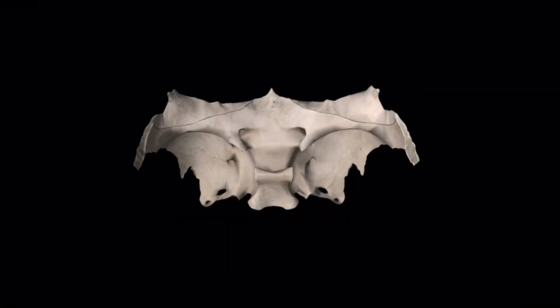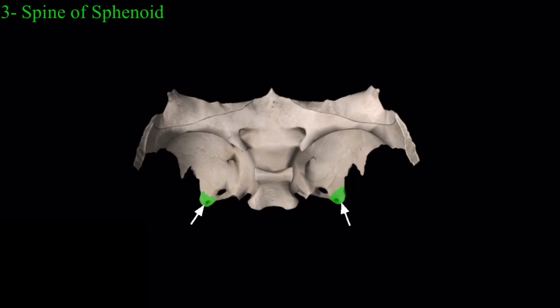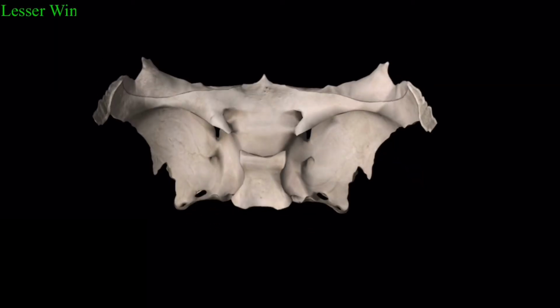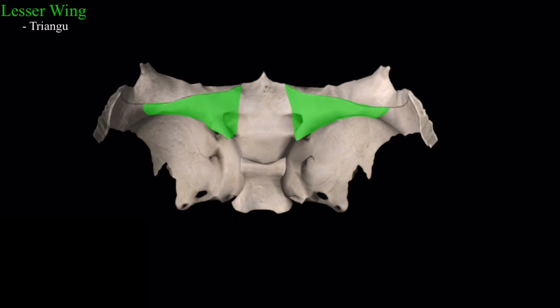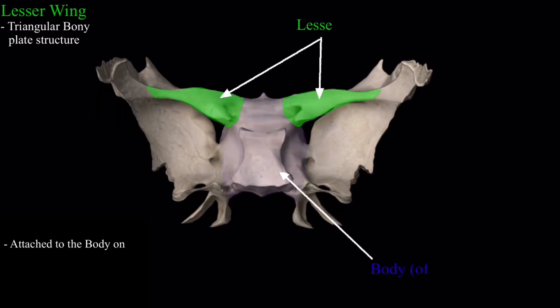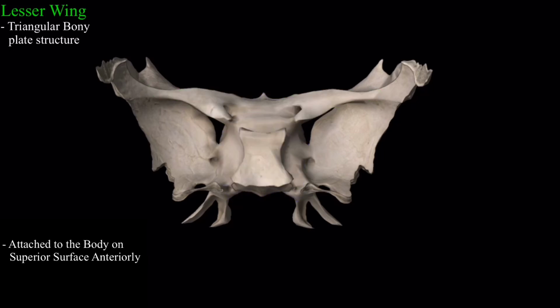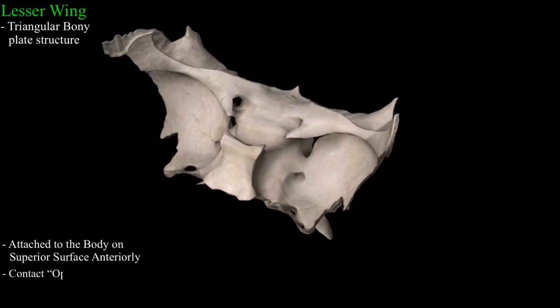Next is the spine of the sphenoid. This is the spine of the sphenoid located at the junction of the posterior border and squamosal border. Next is the lesser wing of the sphenoid bone. This triangular bony plate structure is the lesser wing of the sphenoid bone, and it is attached to the anterior and superior part of the body of the sphenoid. In the lesser wing is present the optic canal. This is the optic canal.